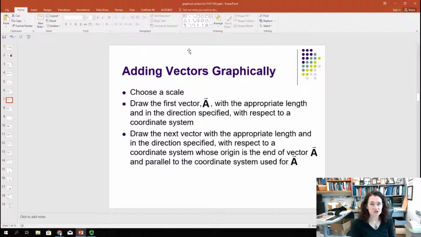What you're going to do to add vectors is you're going to draw your first vector. Let's call it A. And we're going to give it the appropriate length and in the specified direction with respect to the coordinate system that you've laid out. Then you're going to draw the next vector with its appropriate length and its direction with respect to the coordinate system, and you're going to put it at the end of vector A, okay? And you're going to add it in. This is a lot easier to show in a picture.